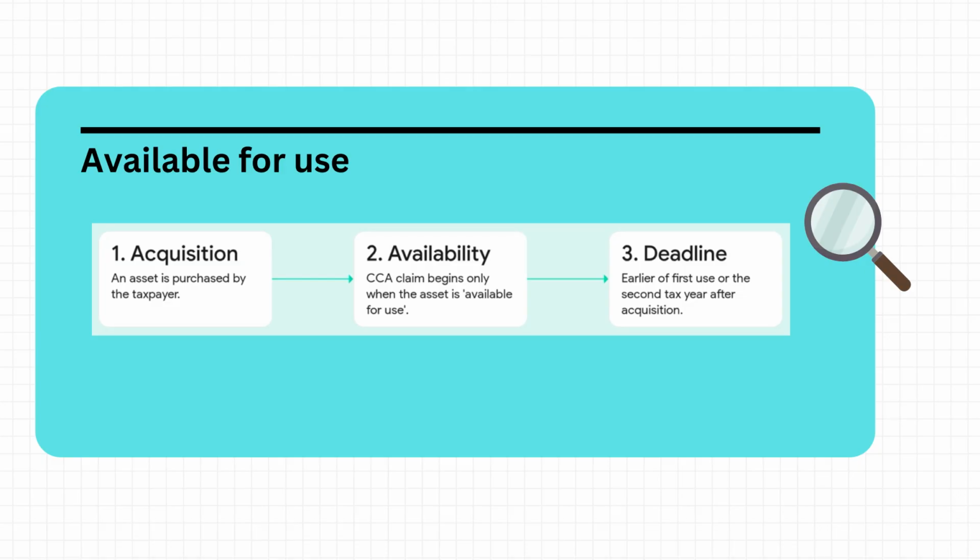All right, we're in the home stretch, the last part of this class. Let's lock in two universal rules that you just can't afford to forget. First up is the available for use rule. This is so critical. You can't claim CCA just because you paid for something. No way. The clock for deductions only starts ticking once the asset is actually ready and available for the business to use. The rule defines this as the earlier of two dates: the day you actually start using it or the second tax year after you bought it. Timing is literally everything here.